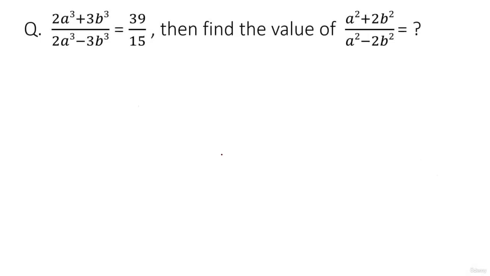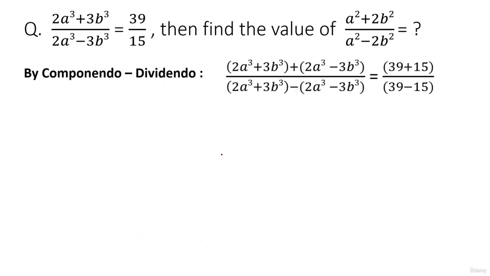The one we solved earlier, okay? We can understand how we can solve it very quickly using the properties of equal ratios. So 2a cube plus 3b cube upon 2a cube minus 3b cube is 115 and find the value of a square plus 2b square upon a square minus 2b square. Let's see how we solve this problem using componendo dividendo. The first step is we apply componendo dividendo.